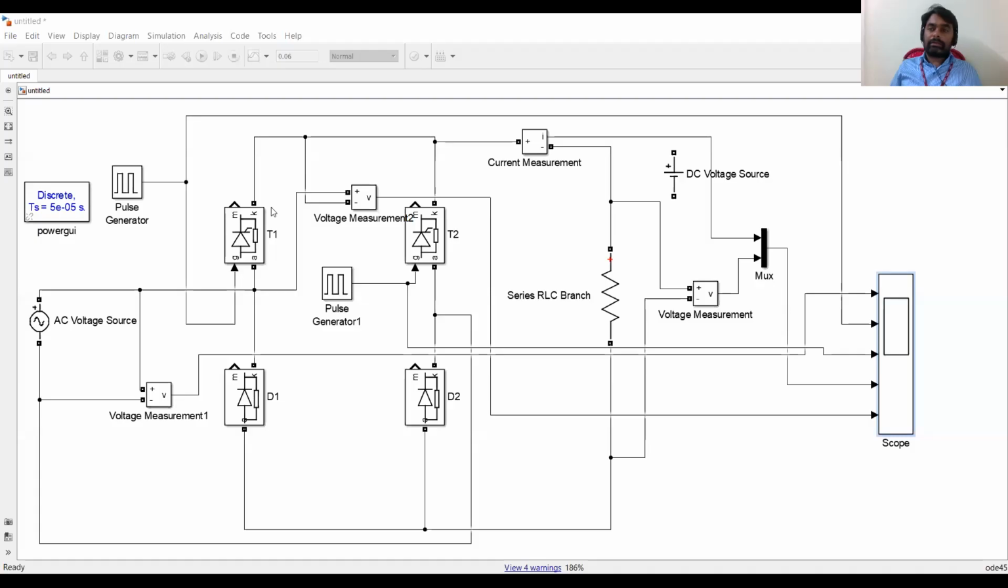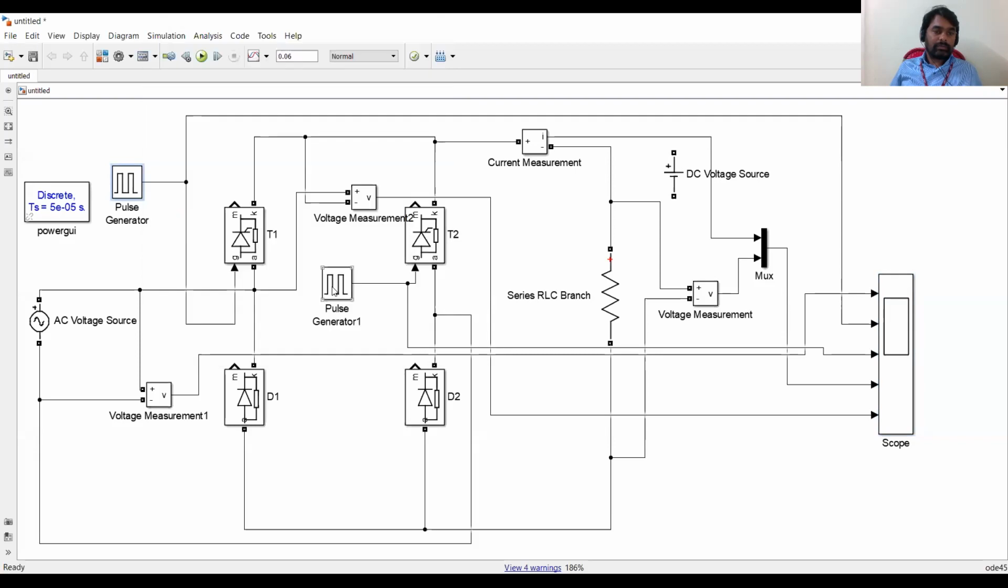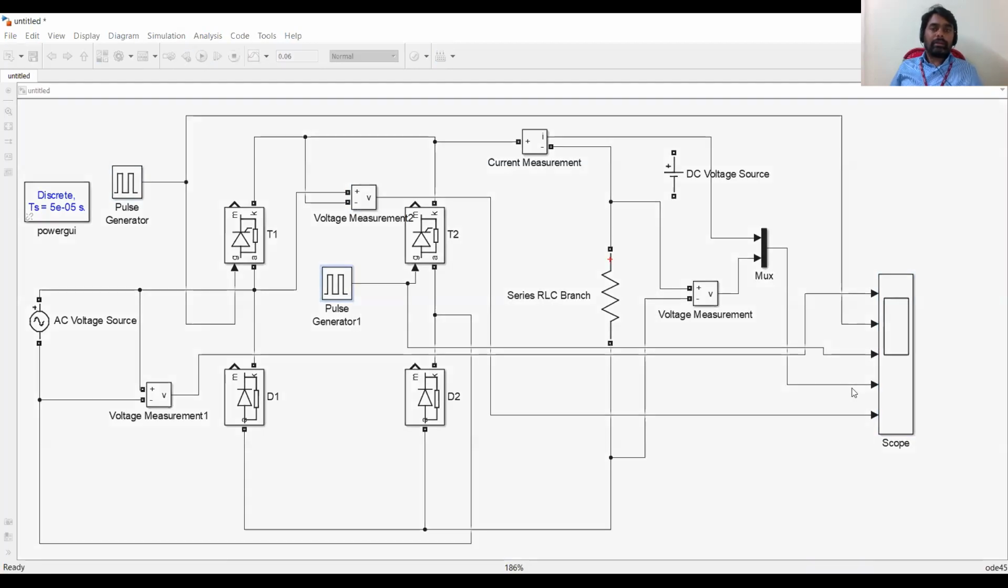Now I will simulate the same rectifier at a different firing angle. Let us go for some 60 degrees, and T2 should trigger at 180 plus 60. Replace this 30 with 60. Again, if you simulate, you can see the output waveforms. Okay, now you can see here.